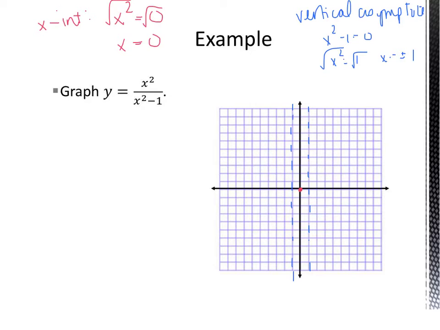What that means is our graph is actually going to have three parts, because you have to have a part left of that, between those, and then to the right. So we have a three-part graph.